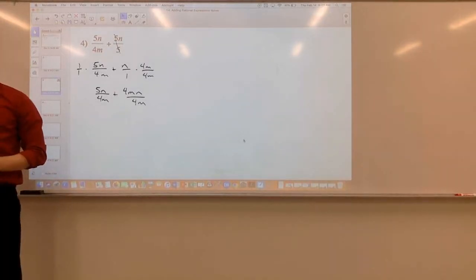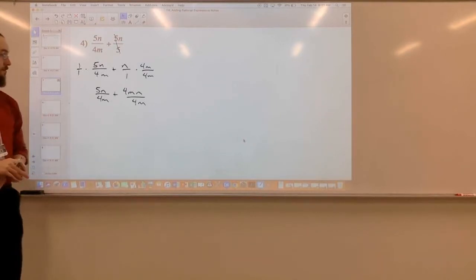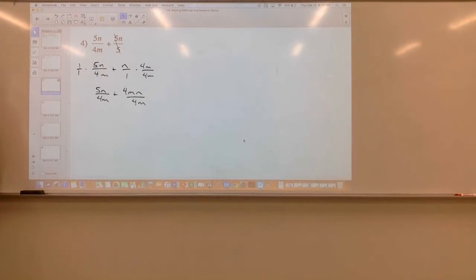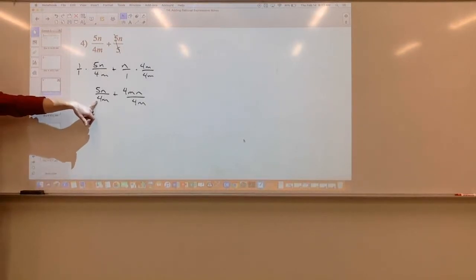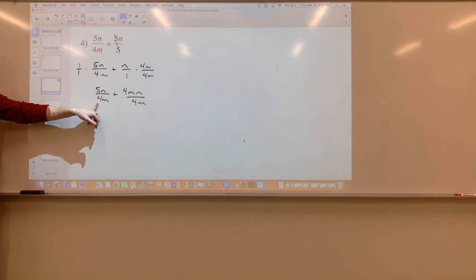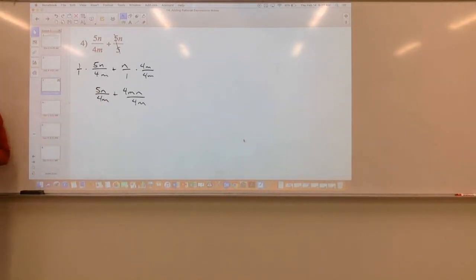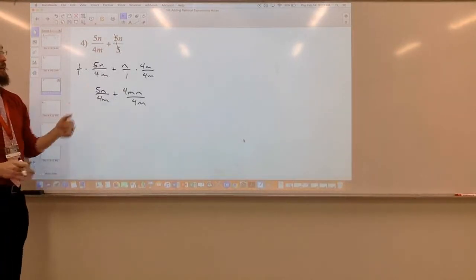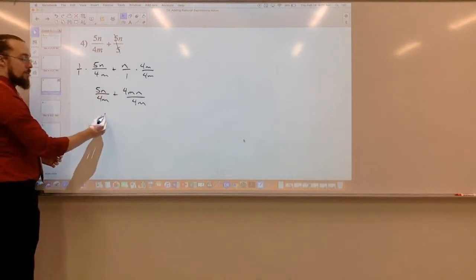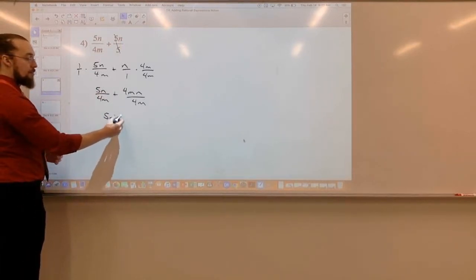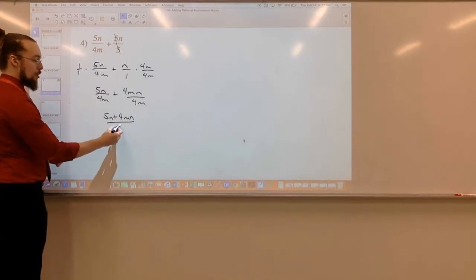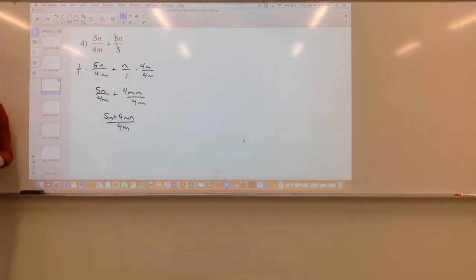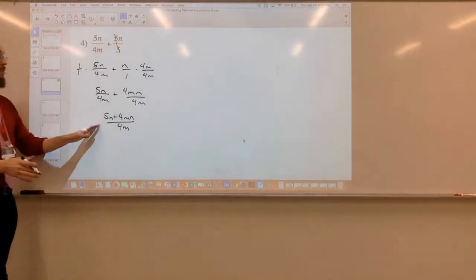So once I have my common denominators, I'm just adding the numerators, and these are not like terms. So I can just write this as 5n plus 4mn over 4m. Now, I cannot simplify this any further.